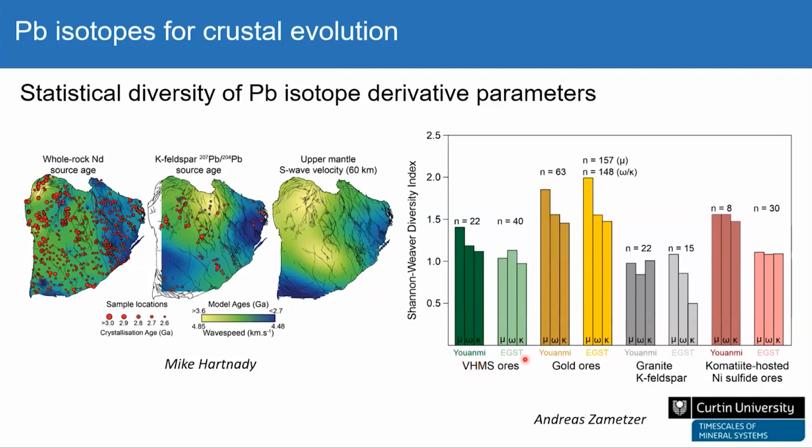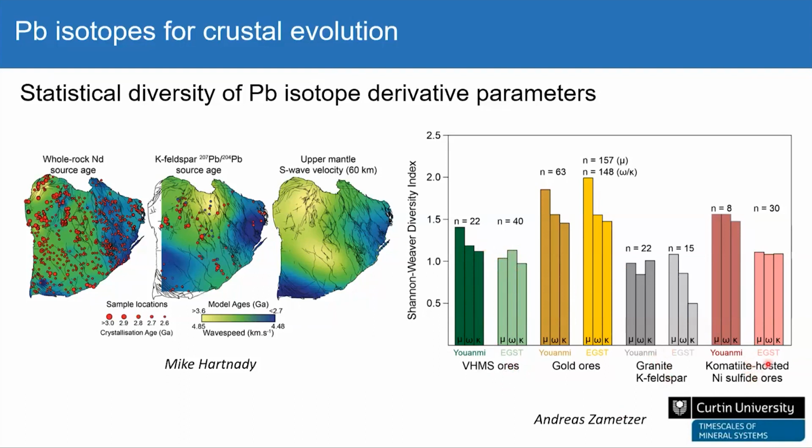So if we look at various sampling media, including our granite K-feldspar that we've mapped out, there's some interesting patterns. There seems to be more diversity in our evolved older crust, whereas our more juvenile eastern goldfields seems to have less diversity. And that pattern is repeated across the ores, the granite K-feldspar, but also the komatiite hosted material.